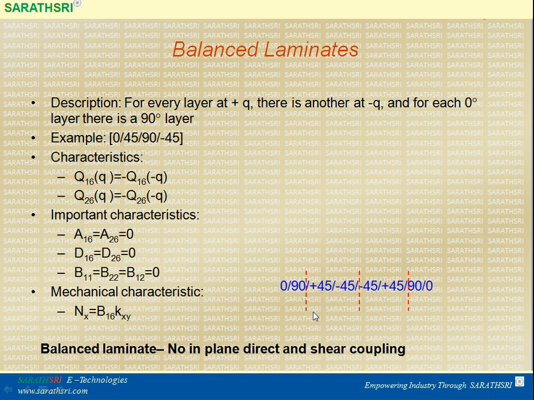In a balanced laminate, there is no in-plane direct and shear coupling because of this. If you are putting a positive theta and negative theta, automatically that direct and shear coupling will get eliminated.